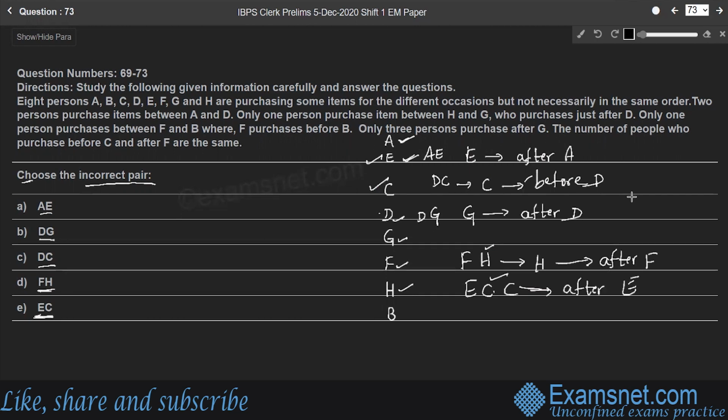So except this DC pair, where C purchases before D, the other 4 pairs, AE, DG, FH and EC, are ones in which the second person, E, G, H and C, purchases immediately after the first person. Therefore, the incorrect pair is DC.